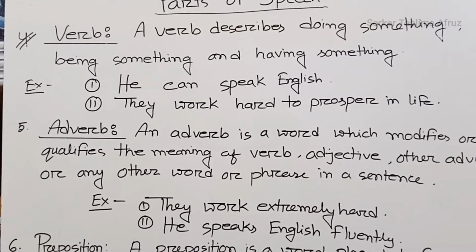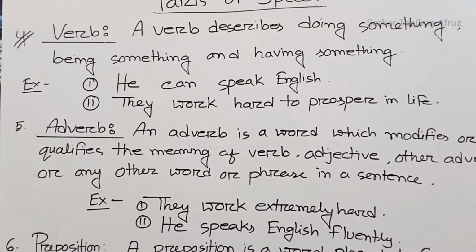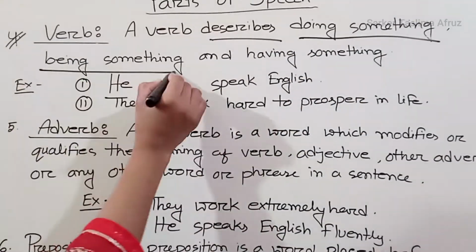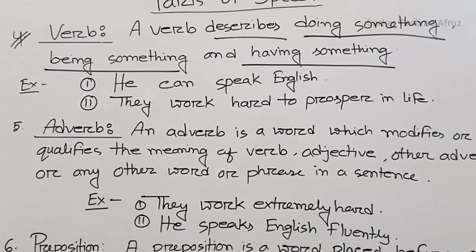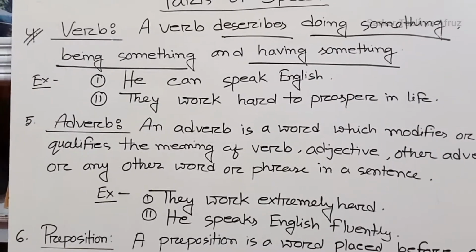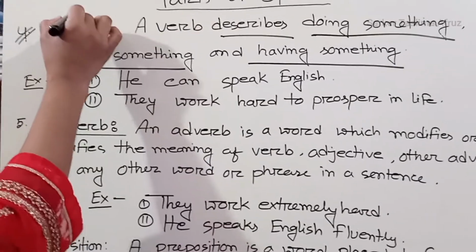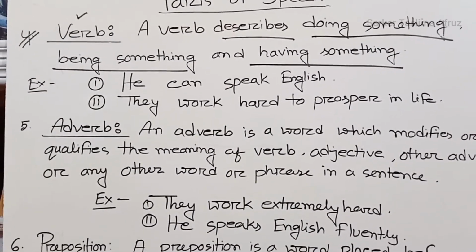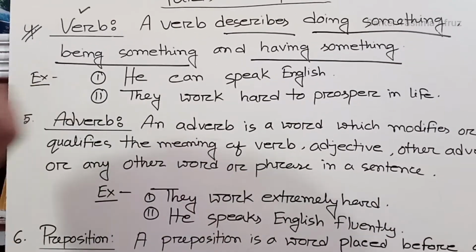Well, dear student, so I hope you understood about verb. So we can say a verb describes doing something, being something, and having something. That means any kind of actions. If you want to know about the subject, what type of actions they are doing, in that case it's very important to know about verb. And you know, a subject cannot stay without verb. So here are some examples for you.